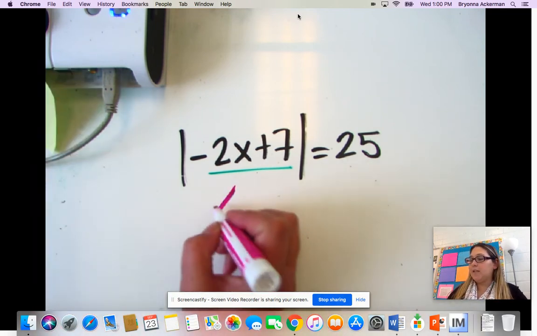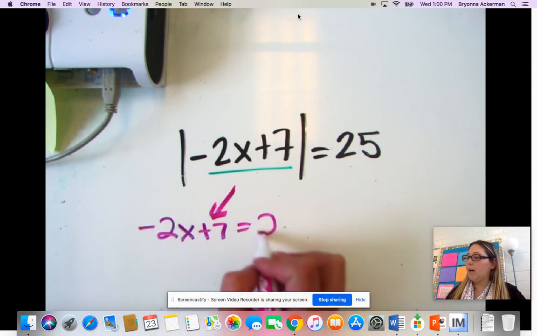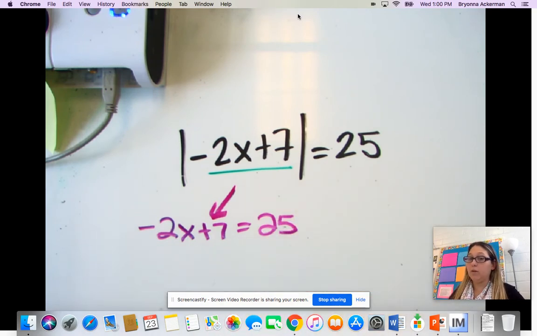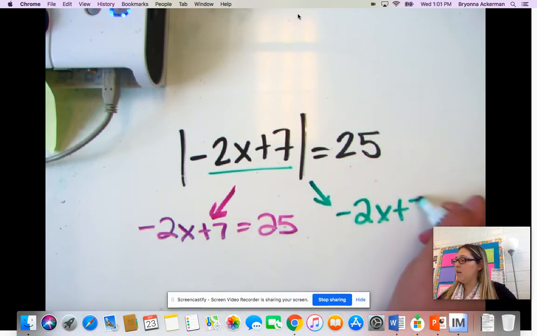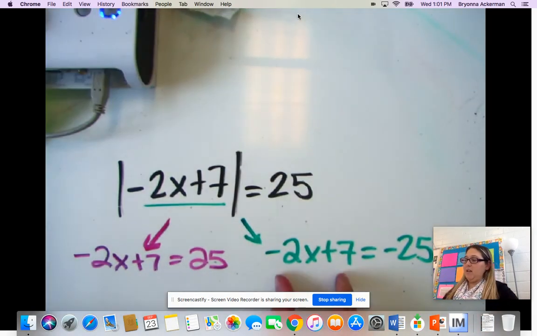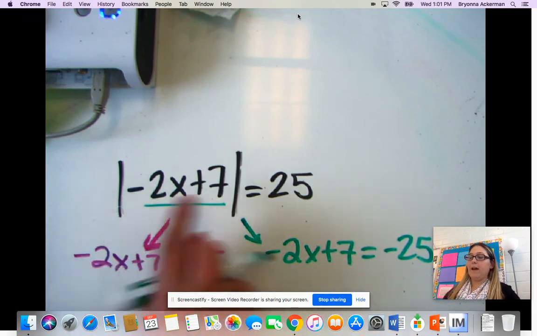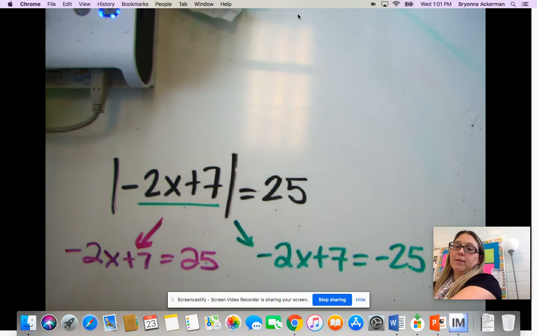So the first case is, well, if the inside equaled a positive 25, it would be true. The second case says, well, what if the inside equaled a negative 25? Then the absolute value of that would still be positive. And so we have two cases here, and we have to solve for both. Let's solve for the pink one first, and we're going to just solve for x.